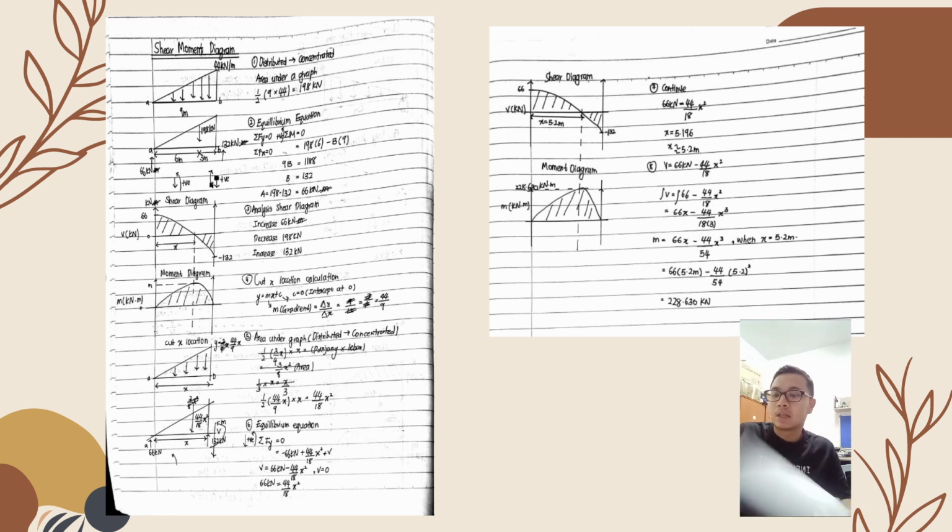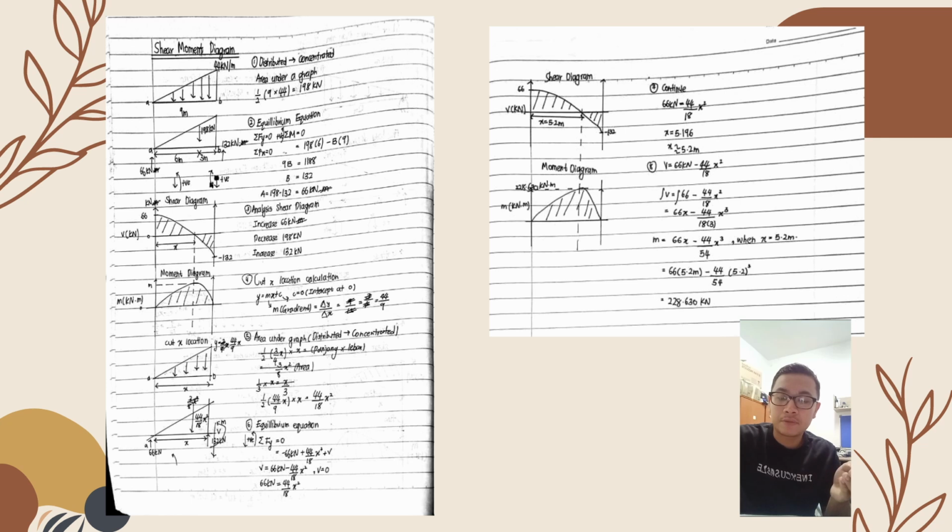So I will explain a little bit step by step. For the distributed and concentrated part, the given problem has a distributed force, so we need to convert it to a concentrated force, and we get 198 kilonewton. We use the formula for area under a graph to convert distributed force to concentrated force. The second one is the equilibrium equation. So how do we finish this?